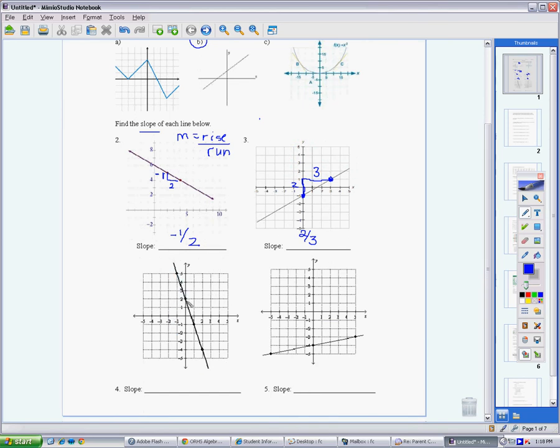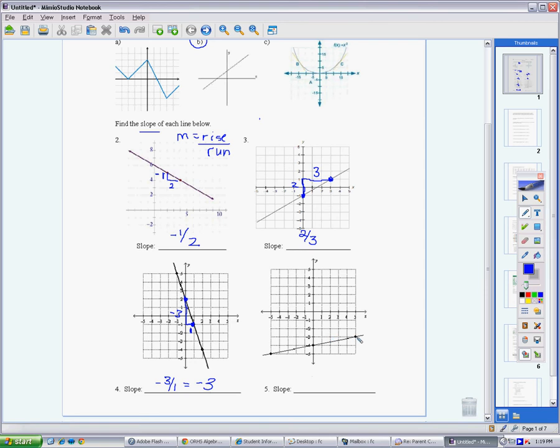I have lots of points to choose from here. I'm going to pick 2. I'm going to pick this one, and again I'm going to count my rise over run. I'm going down 1, 2, 3, and to the right 1. So my slope is going to be -3 over 1, which is just equal to -3.